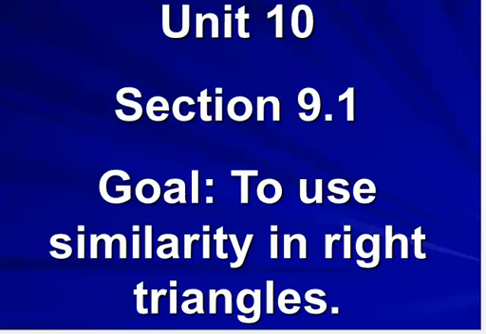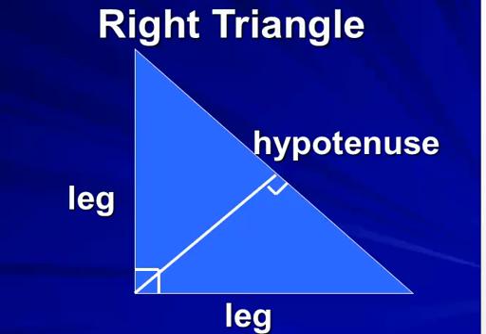This is Unit 10. For the 10th unit, we'll be in Chapter 9, so we're going to start with Section 9.1. Our goal is to use similarity in right triangles. So let's go back and review the parts of a right triangle.